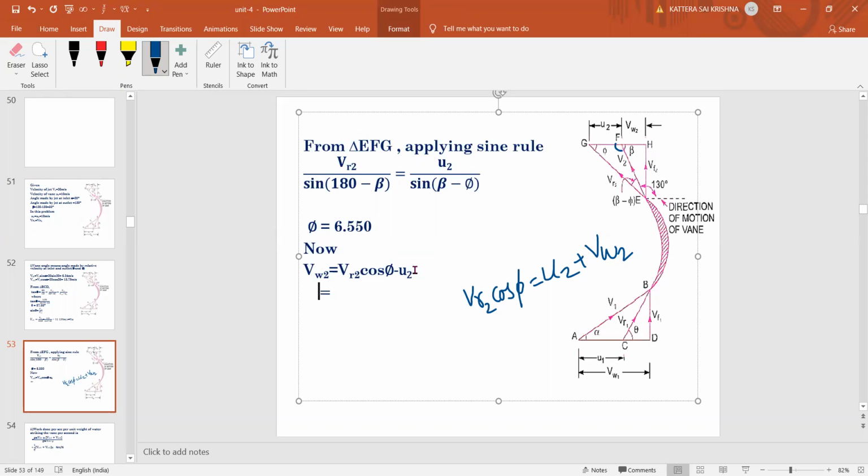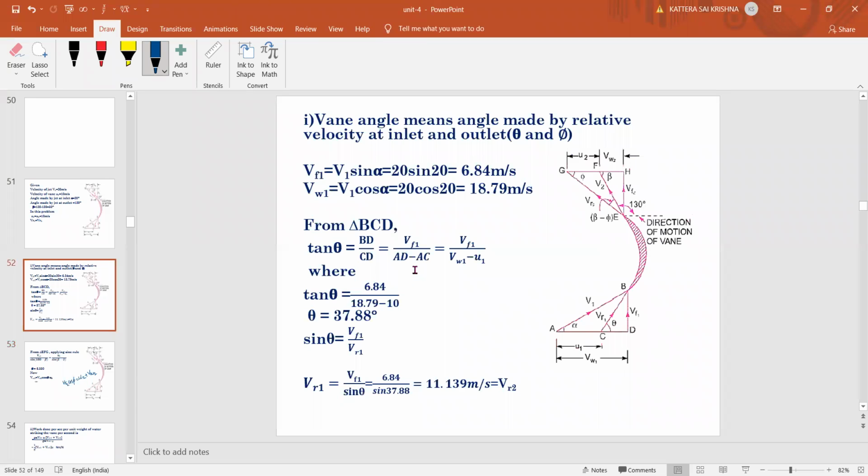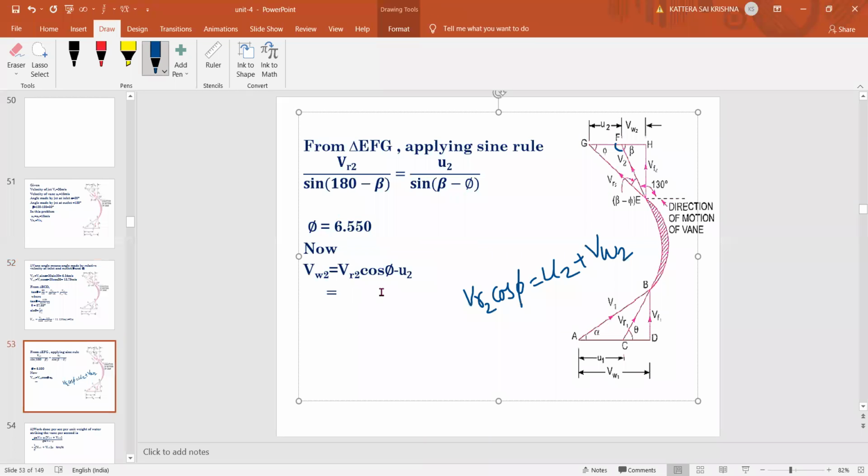So VW2 equal to, what is the VR2 value? 11.139. Yes, 11.139 into the cos phi value we already got, 6.550, minus 10. Okay, this is one single term. 11.139 cos 6.550 minus 10 will give you the VW2 value. So VW2 is equal to 1.066 meter per second. Right.